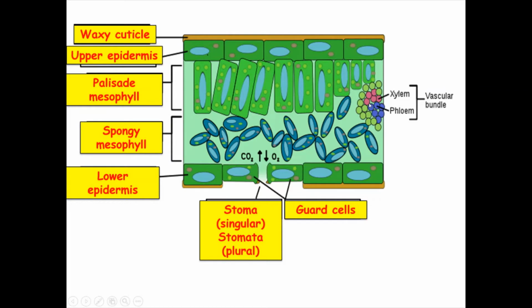Then you've got the xylem and the phloem, which together are known as the vascular bundle. These act much like veins and arteries in animals. The xylem carries water and minerals around the plant, and the phloem carries the sugars and everything else.